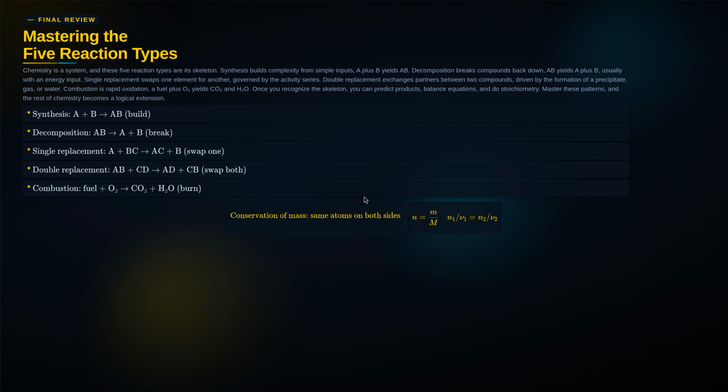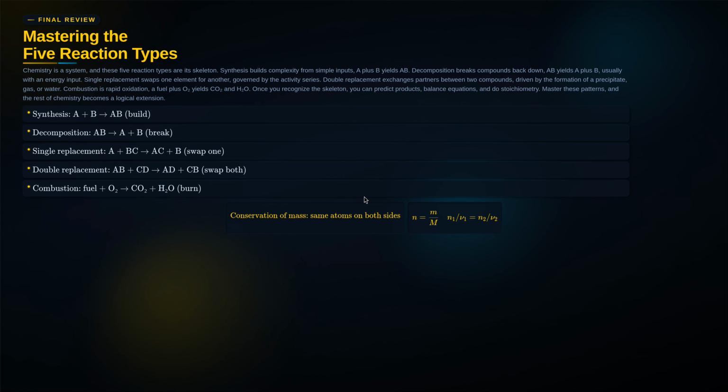Single replacement. A plus BC yields AC plus B, swaps one element for another, governed by the activity series. Double replacement. AB plus CD yields AD plus CB, exchanges partners between 2 compounds driven by precipitation, gas formation, or water. Combustion. Fuel plus oxygen yields CO2 plus H2O, releases energy from rapid oxidation.